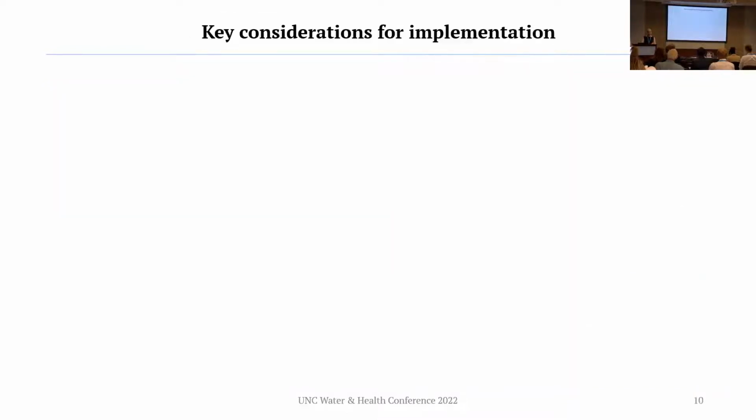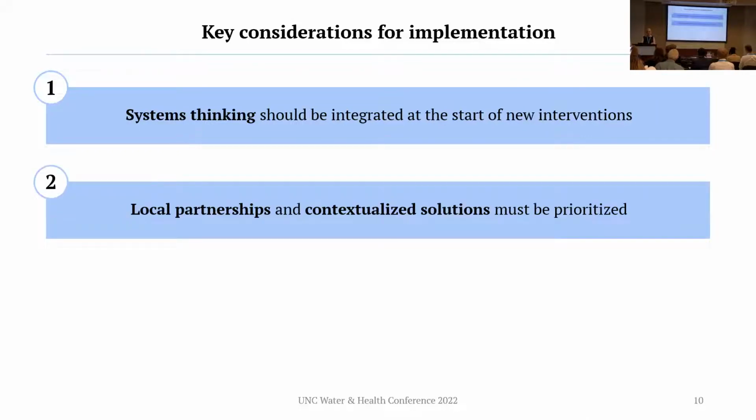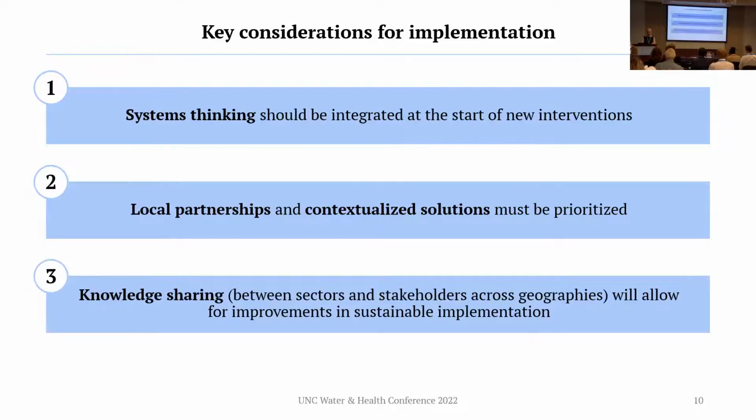So some key considerations to close on. System thinking should be integrated at the start of new interventions. Local partnerships and contextualized solutions must be prioritized. We also noticed this just now in our group, actually, that it's quite difficult to think about these systems without having a context in mind. So it's important to contextualize these technologies. And finally, it's important that we continue to share our knowledge. So what went right, but also what was difficult and what might have gone wrong, to help inform future projects.